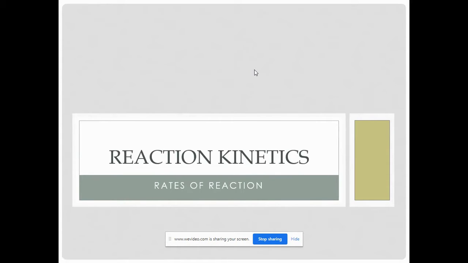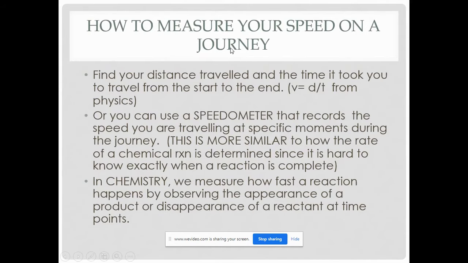So this unit is about reaction kinetics, and we'll be defining that in a second. So how do we measure your speed on a journey? You find your distance traveled and the time it took you to travel from the start to the end, and you do the formula V for velocity equals distance divided by time, which is a physics equation. Or you can use a speedometer that records the speed you are traveling at a specific moment during the journey. This is more similar to how the rate of a chemical reaction is determined, since it is hard to know exactly when a reaction is complete.